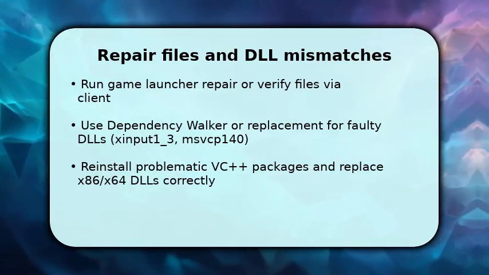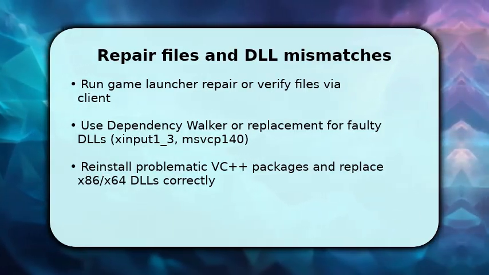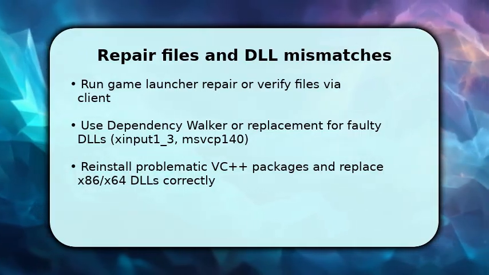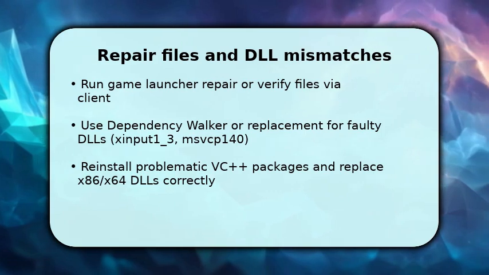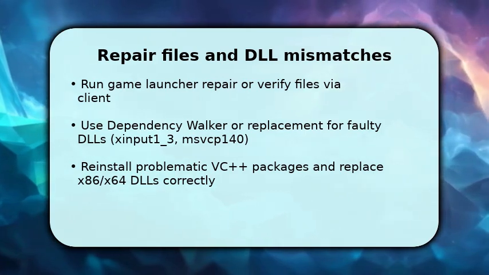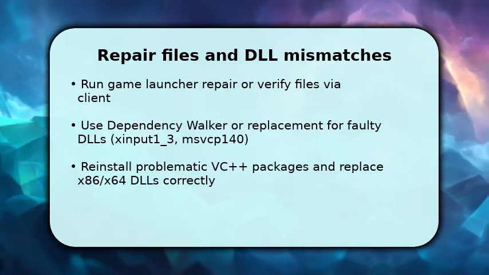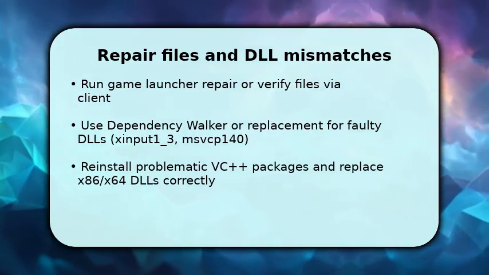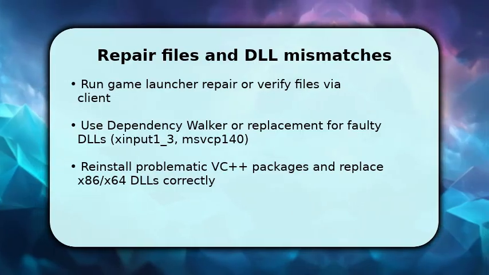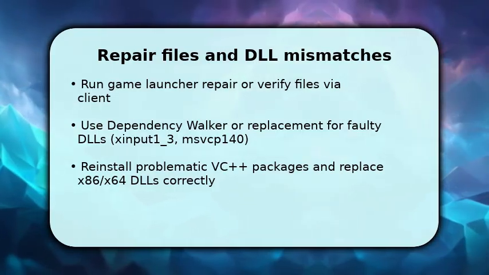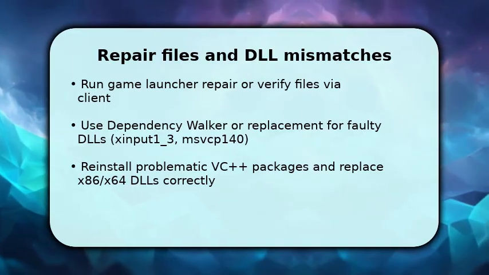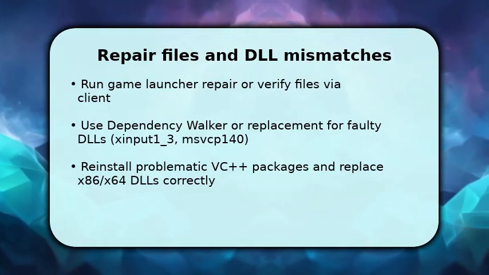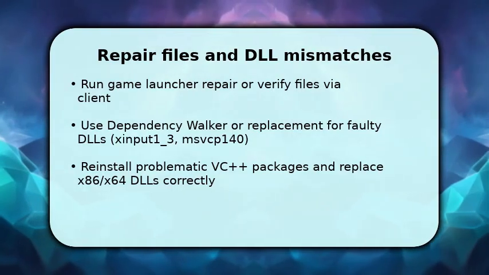If the error persists, inspect DLL dependencies. Tools like Dependency Walker reveal mismatched 32 versus 64-bit libraries, which cause 0xc00007b. Replace only the incorrect architecture DLLs. Never overwrite system DLLs indiscriminately, and reinstall the specific Visual C++ redistributable linked to the failing module. Once replacements are in place, reboot to ensure the loader picks up the correct binaries.